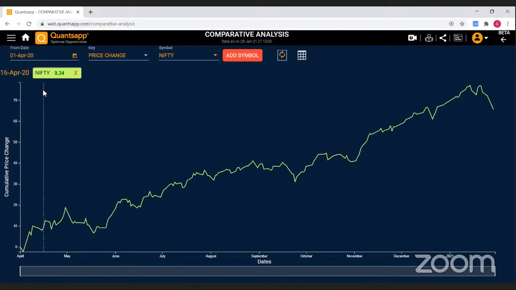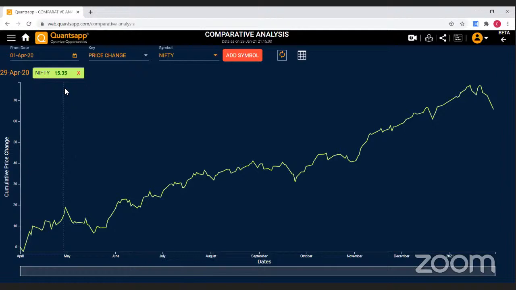So now we have the Nifty, and we can also change it. If you have any particular stock, or if you want to see the comparison between two stocks, it can be from any sector, but it should be in the F&O segment. That is mandatory. Quantsapp is only into derivatives, so whatever we look at here is from the perspective of F&O.